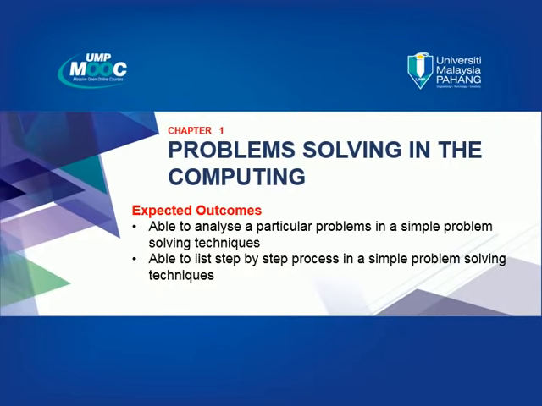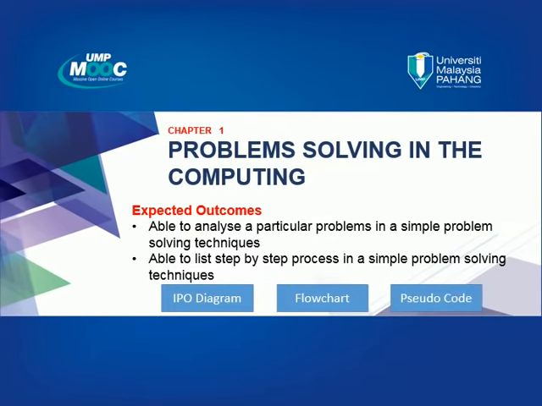The second outcome is the ability to list the step-by-step processes or sequences using simple problem-solving techniques. There are three techniques that will be covered in this chapter, which are IPO diagram, flowchart and pseudocode.